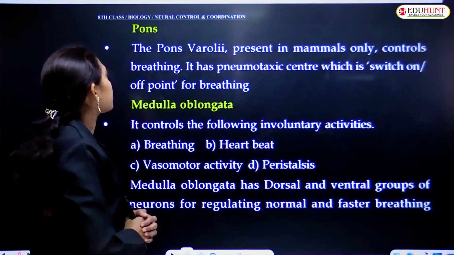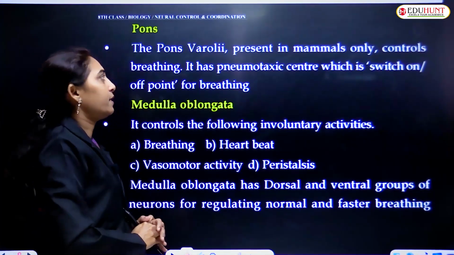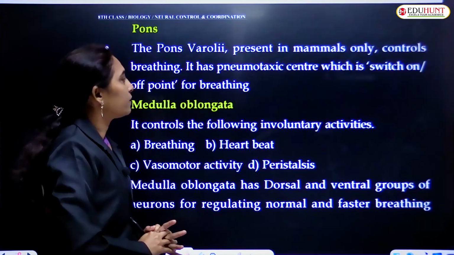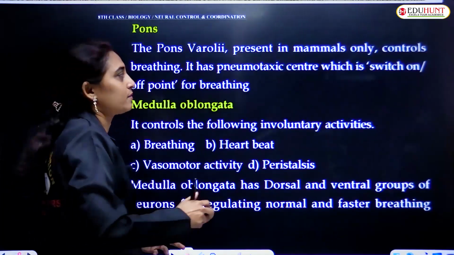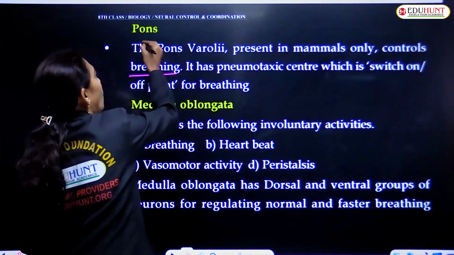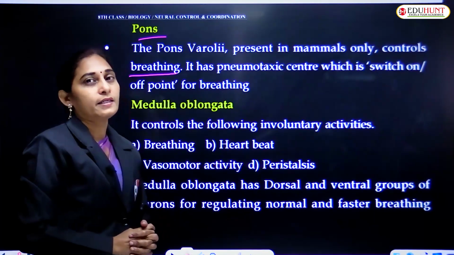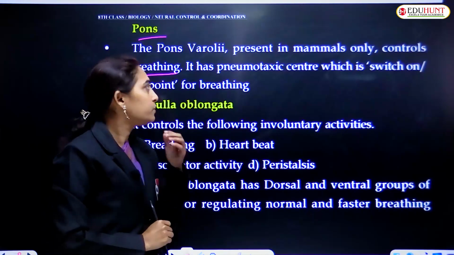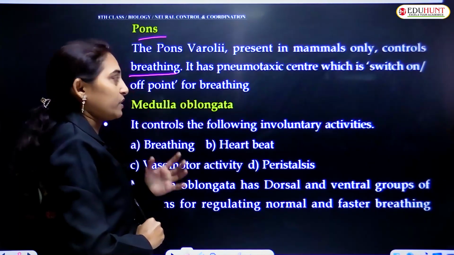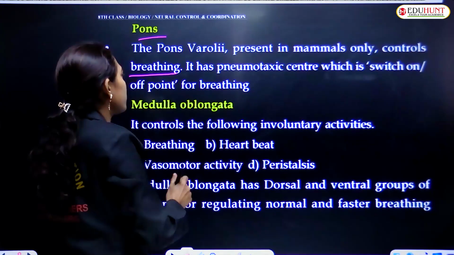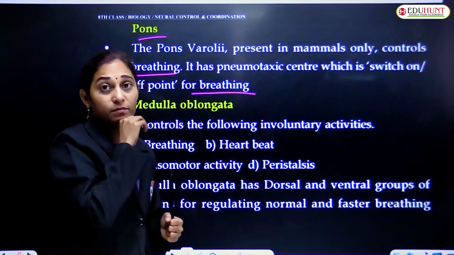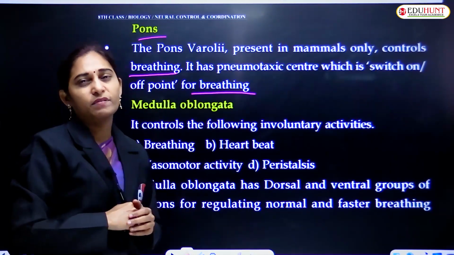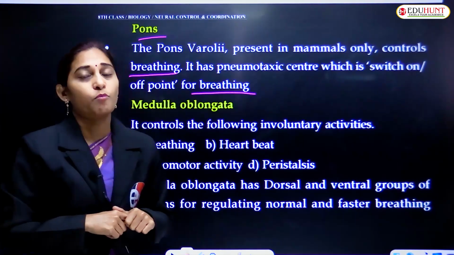Pons, that is, the pons varolii, is present in mammals only, and controls the breathing. It has the pneumotaxic center, which switches breathing on and off. That is, breathing is under the control of pons varolii, which is present only in mammals.